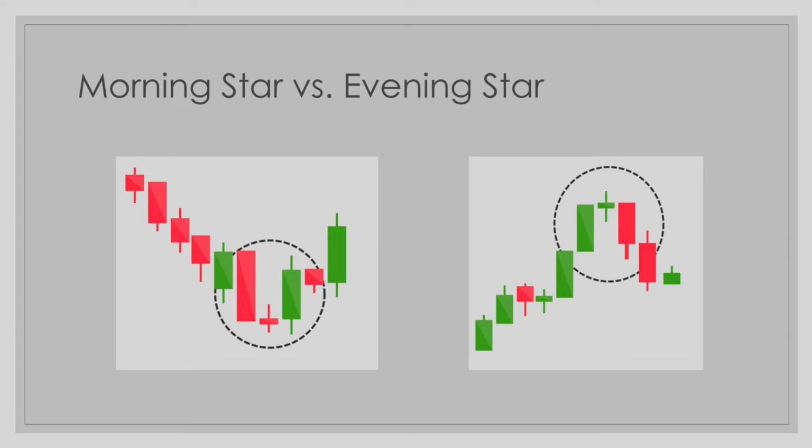The evening star, on the other hand, begins with a large green candle, followed by a small green candle, followed by a large red candle. This indicates a direction change downwards. Make sense?